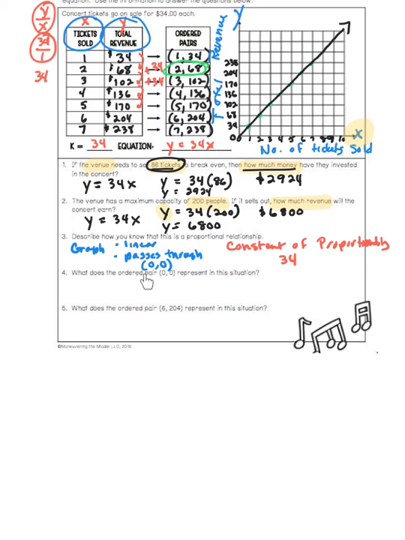Question 4, what does the ordered pair 0, 0 represent in this situation? That's important. When they say in this situation, they want us to relate back to what our x values mean and our y values mean. Well, the 0 for the x values refers to the tickets sold. So that means there are 0 tickets sold. And if the y value is also 0, that means $0 earned.